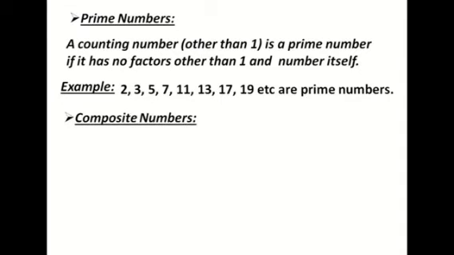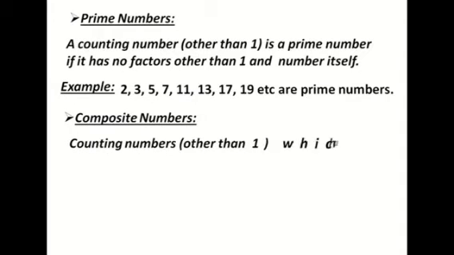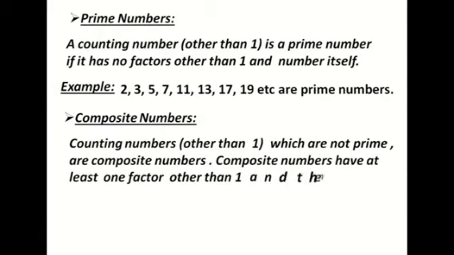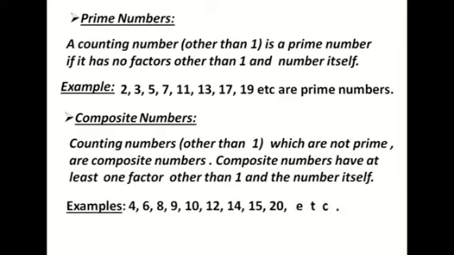If we think about composite numbers, you can remember that counting numbers other than 1 which are not prime are composite numbers. Composite numbers have at least one factor other than 1 and the number itself. Examples we have seen are 4, 6, 8, 9, 10, 12, 14, 15, 20, etc. So these are the things we discussed in our previous class. So let's start today's lesson.